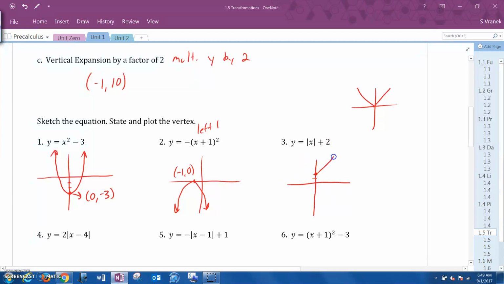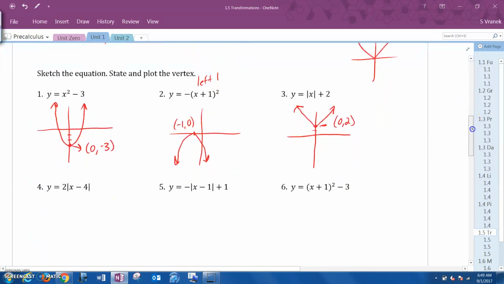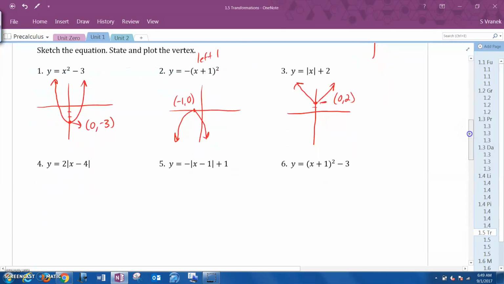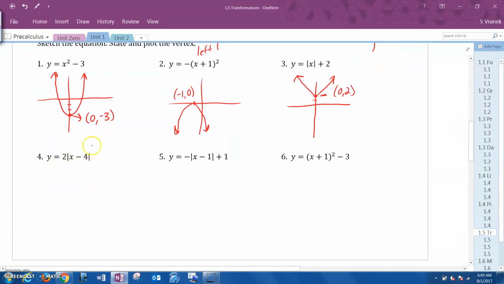And then it's still the same shape because there's nothing else happening. And so the vertex is 0, 2. This one has two things happening. It has the vertex moving 4 to the right and the vertical stretch of 2. So that means it should be twice as steep in this case.